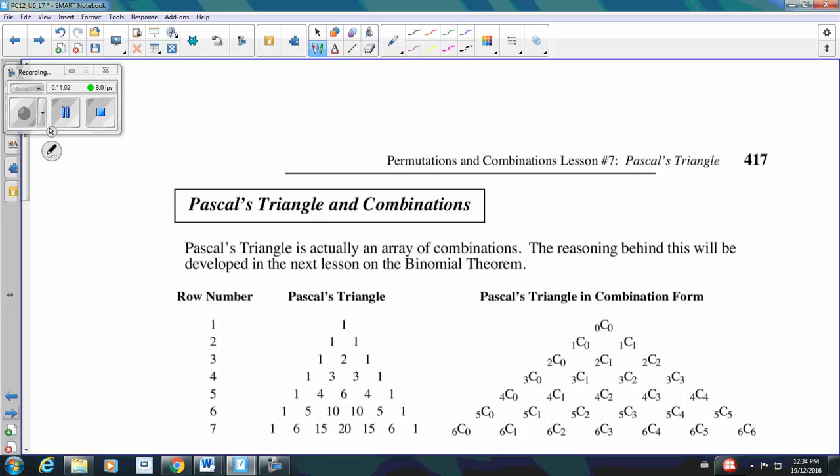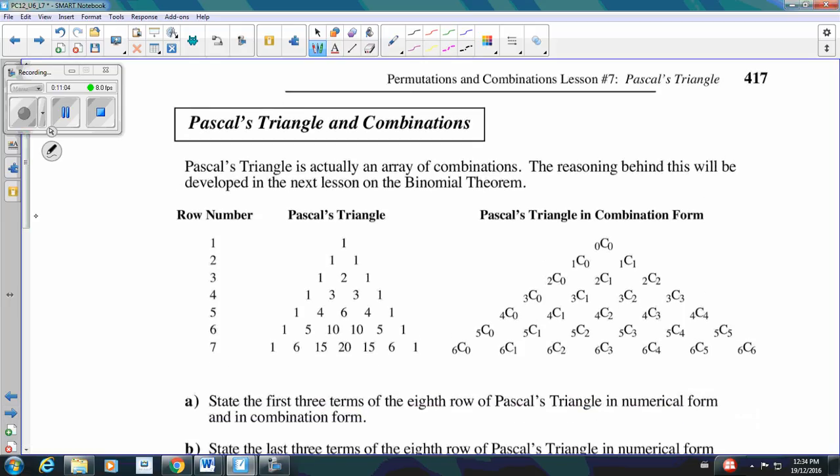Now we can actually write Pascal's triangle using our combinations. So 1 can be represented as 0 choose 0. Row 2 can be represented as 1 choose 0 and 1 choose 1. The third row can be represented as 2 choose 0, 2 choose 1, 2 choose 2, and so on.